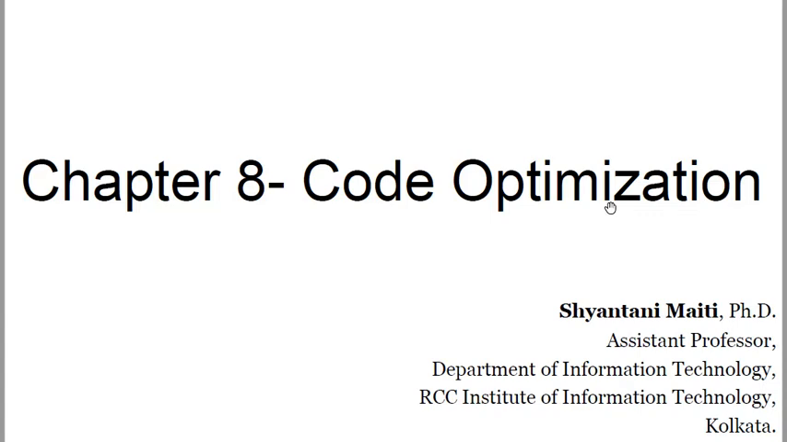Okay, so let's start with the next chapter, which is code optimization. In the last class, I taught up to intermediate code generation. Over there, we already understood what is meant by three-address code, the DAG construction, syntax tree construction, quadruples, triples, and indirect triples construction.